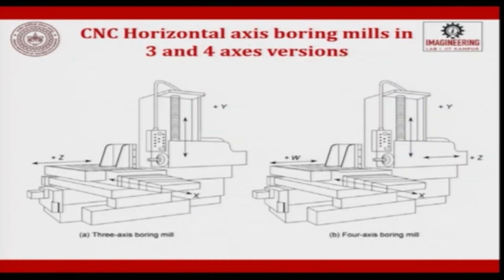So, the CNC horizontal axis boring mill in 3 and 4 axis version. This is the boring mill. This is the spindle axis, first you fix Z, then you fix X, then you fix Y. When we make a rotation axis, in a 4 axis machine, this is the spindle axis you fix first, then the second, then the third, and rotation I said U, V, W. About the Z axis, whatever rotation happens is the W axis.